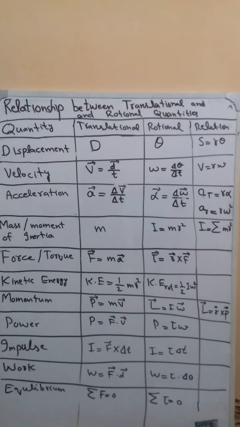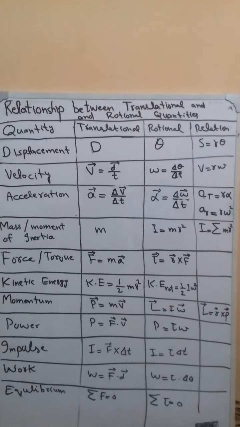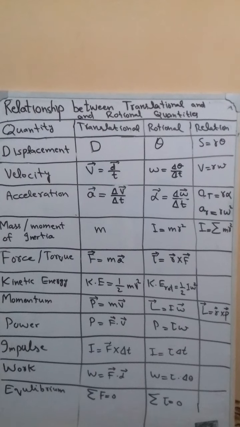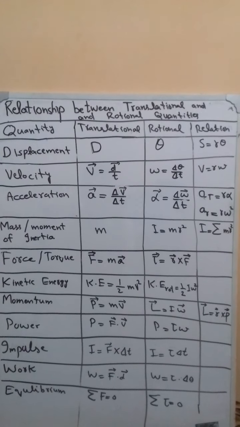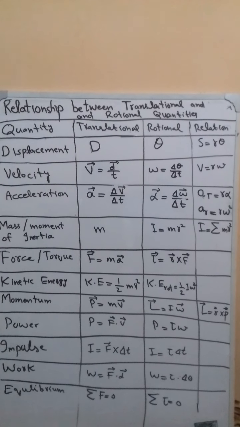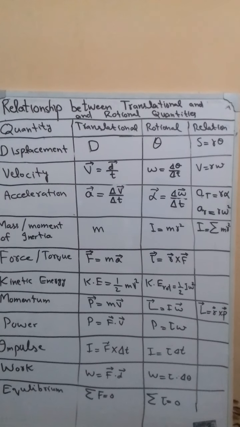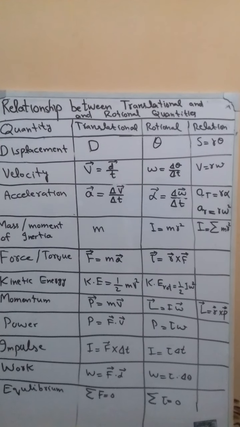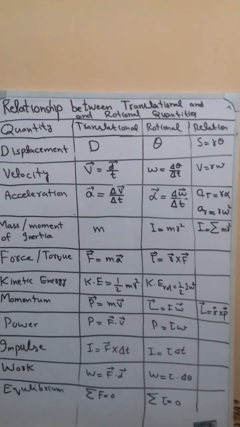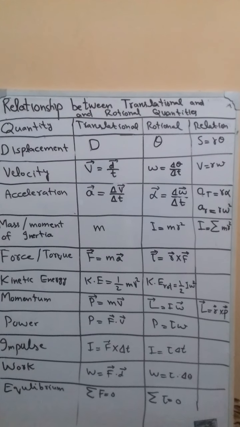Second quantity is velocity. In the translational case, it is defined as v is equal to displacement divided by time. In rotational form, it is denoted by omega, which is equal to the rate of change of angular displacement divided by time. And the relation between translational and rotational is v is equal to r omega.